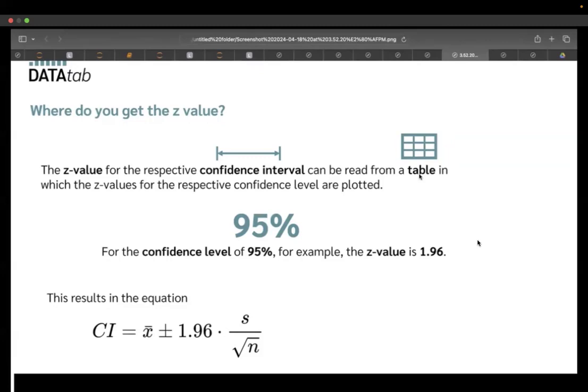Chalo, the next part. Since we understand the 95% and the Z value, as I told you, we choose 95% as the standard or basic. It results in this equation: CI equals x bar plus or minus 1.96 times s divided by root over n. Now what is this? What is x bar? What is s? What is root over n? Okay, let's see.